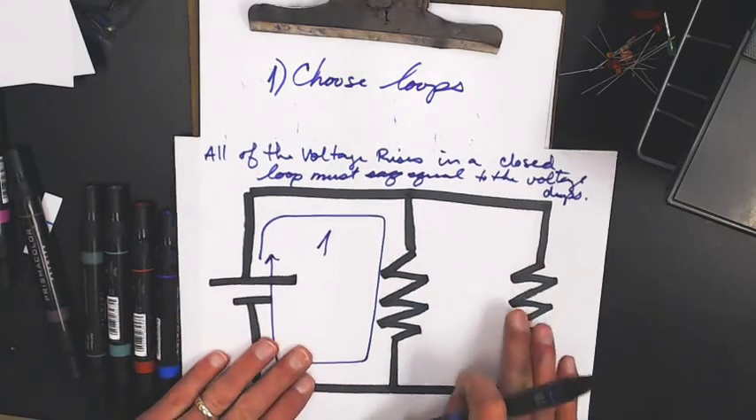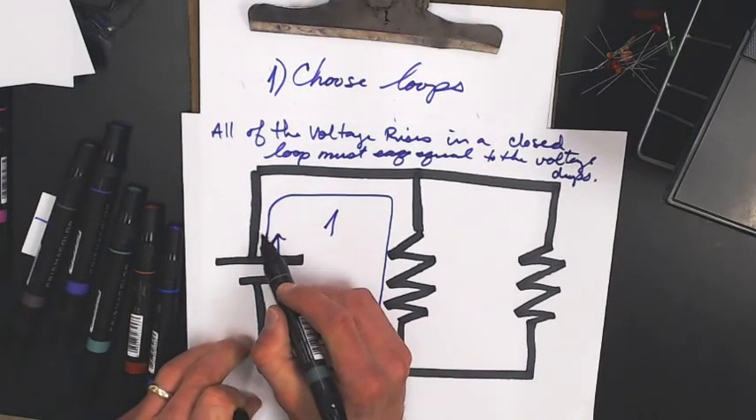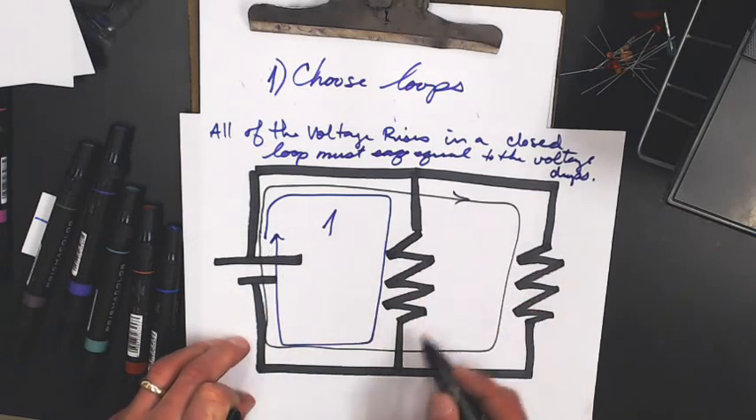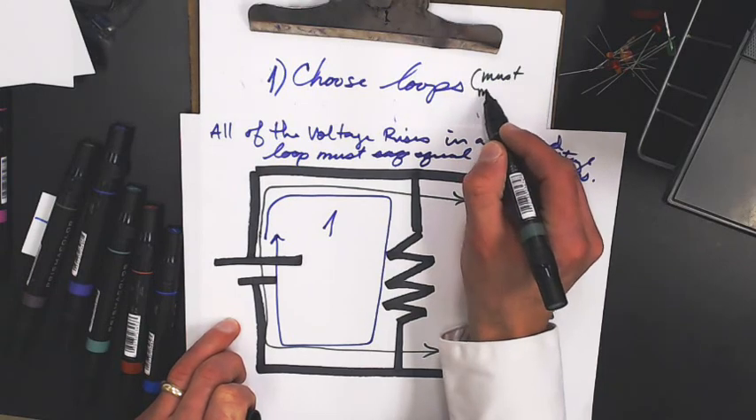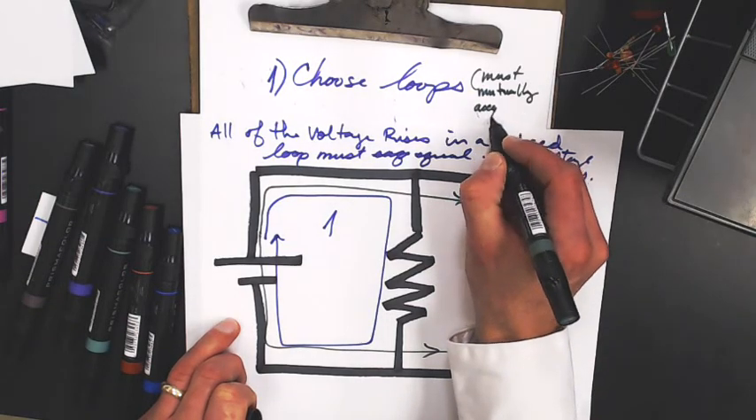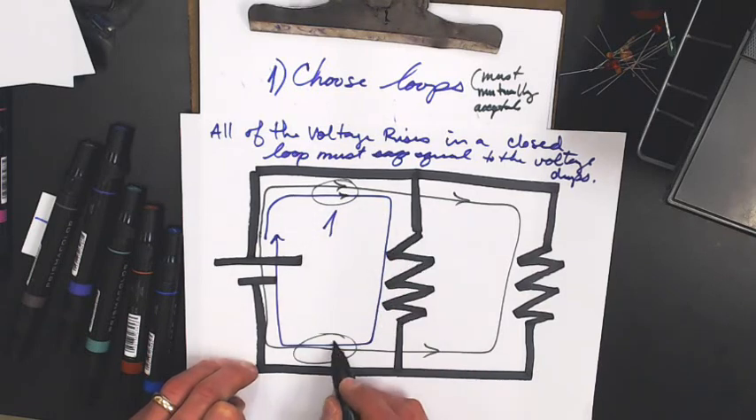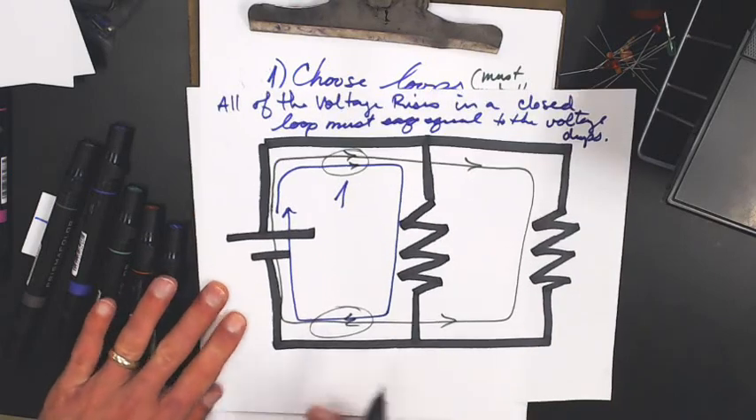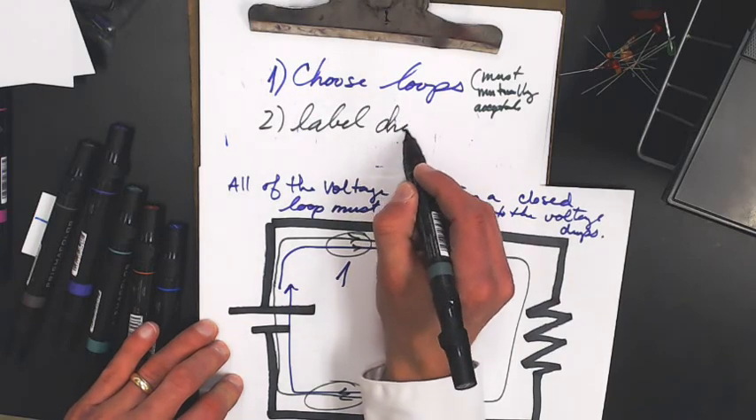Now, this didn't get put in, so I have to put that one in. So let's go to loop 2. I'm going to choose this as loop 2. Now your key to them, they must be mutually acceptable. Meaning here and here, they both have to be pointing the same direction. Here and here, they have to be pointing the same direction. Now I'm going to label number 2. Label drops and rises.